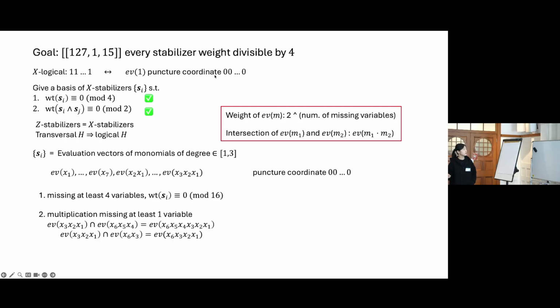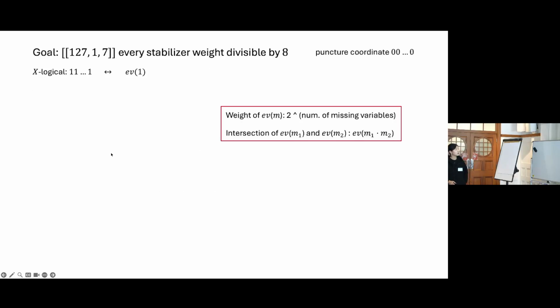I just want to comment that for this code, we can take the Z stabilizer to be equal to the X stabilizer because of the second constraint. Together with the fact that both X and Z logical are all 1, transversal H is a valid logical in this code. Okay, now we get to this distance 7 code.